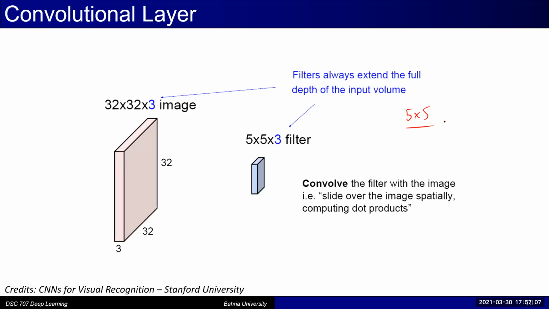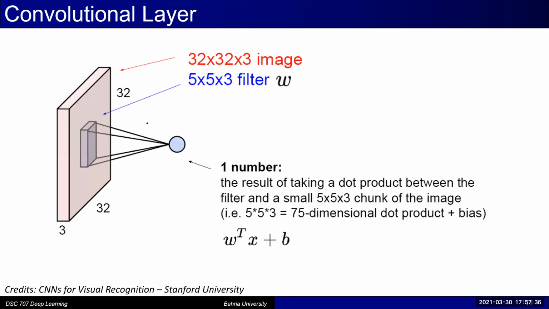It is understood, or implicit, that the third dimension of this filter is equal to the depth of the input. That's why mostly you will not see this third dimension explicitly mentioned in a filter size, but you must know that even if it is not mentioned, it is the same as the depth of the input volume. So in this case, we have an input of 32 cross 32 cross 3 and a filter of 5 cross 5 cross 3.